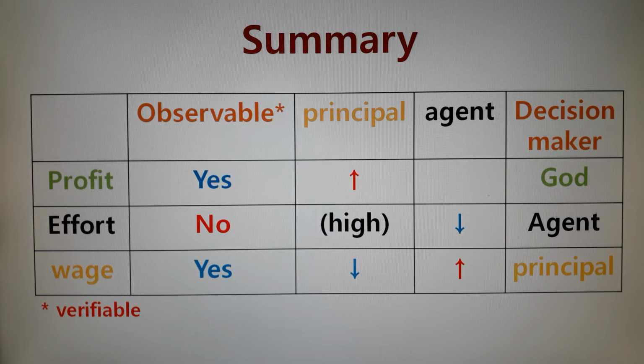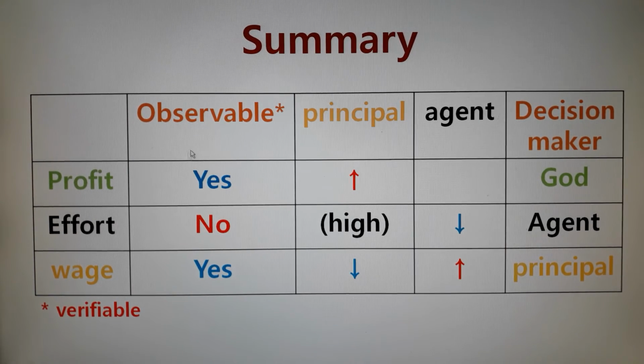Then, unless the owner Tom, the principal, can prove his argument that Bill was lazy, Bill was not kind to the customer, the court would say, oh, we cannot acknowledge such a vague argument. Based on that, we cannot let Tom fire Bill. So verifiability is very important.